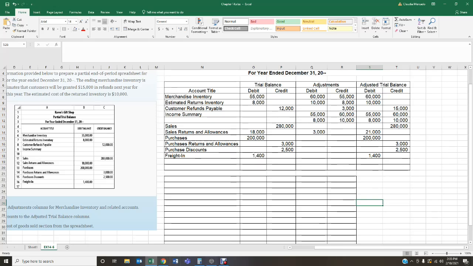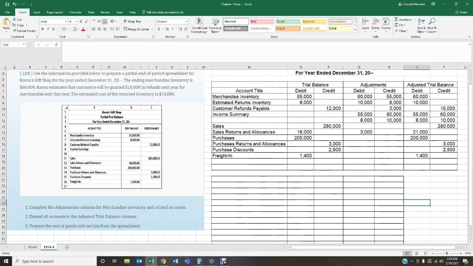Requirement 3 asks us to prepare the cost of goods sold section from the spreadsheet. So we're going to prepare the cost of goods sold section from the spreadsheet. I have it set up here, so we're going to go ahead and figure out our cost of goods sold.